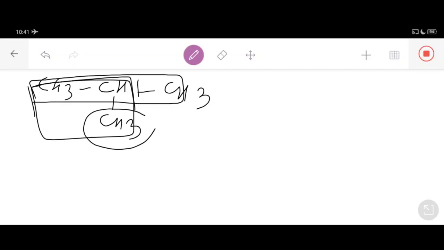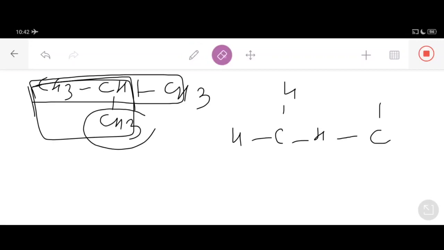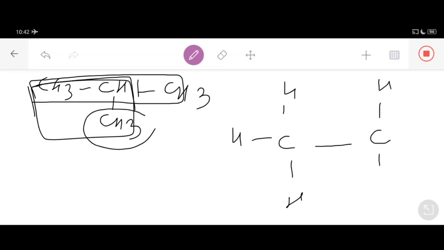Before giving the name to this compound, let me open this formula. For example, like this: carbon, hydrogen, hydrogen, hydrogen, and then another carbon, sorry, these hydrogens here, then carbon, hydrogen, then carbon, then hydrogen, hydrogen, hydrogen, then carbon, hydrogen, hydrogen, and hydrogen, my dear students.